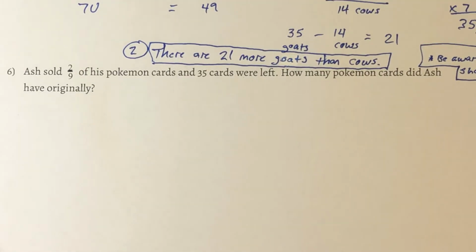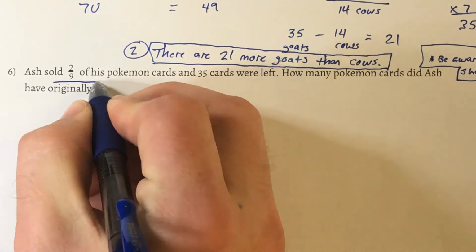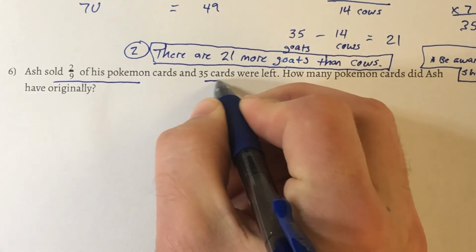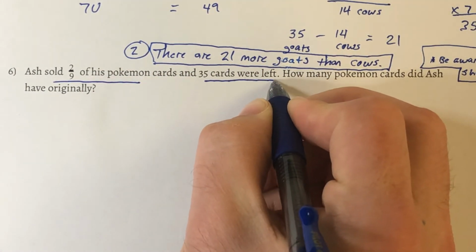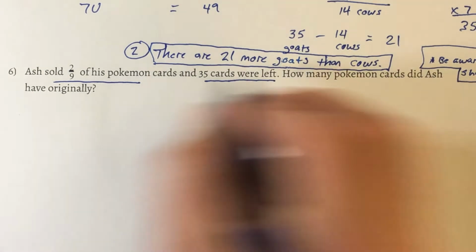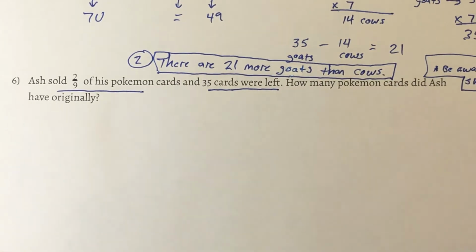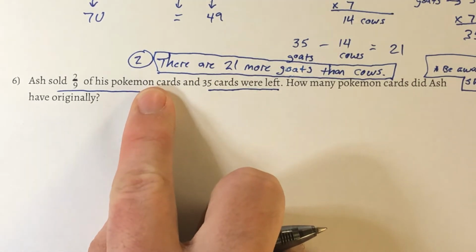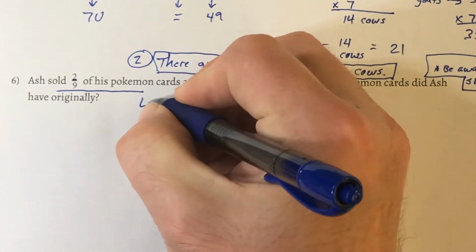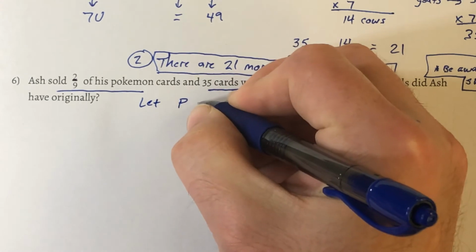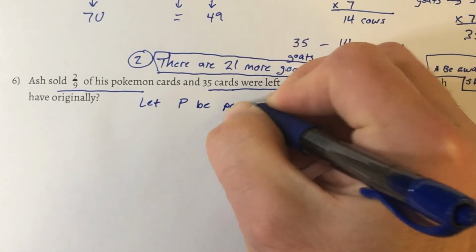Okay, last example. Says, Ash sold 2/9 of his Pokemon cards, and 35 cards were left. How many Pokemon cards did Ash have originally? So first, what do I not know? It's very clear. We don't know how many Pokemon cards he had. So we're going to let capital P be Pokemon cards.